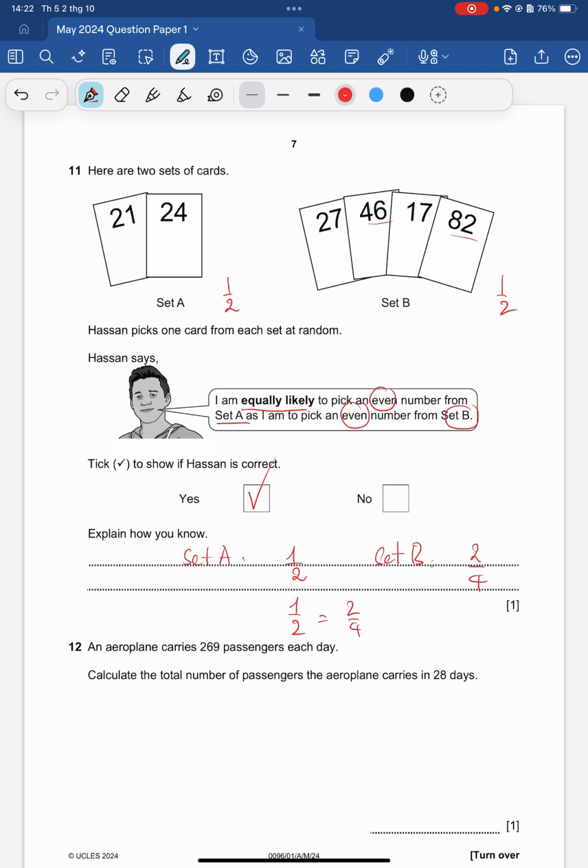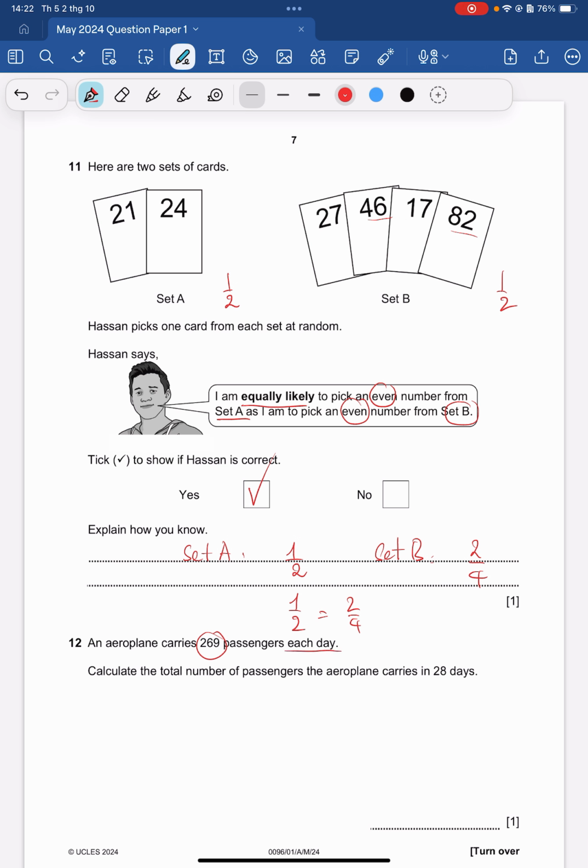An aeroplane carries 269 passengers each day. Find the total number of passengers the airplane carries in 28 days. So just multiplication, 269 times 28. Calculate by yourself. We got 7,532, right? Do this carefully. Now you can do it by yourself.